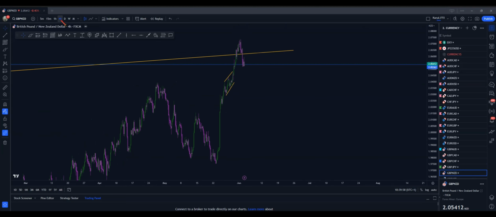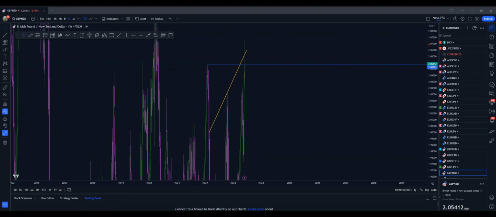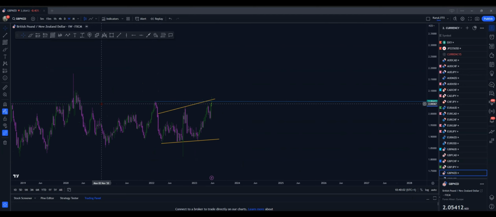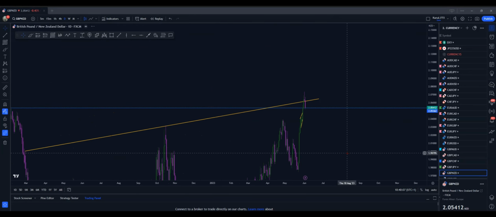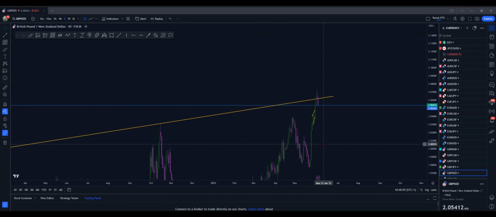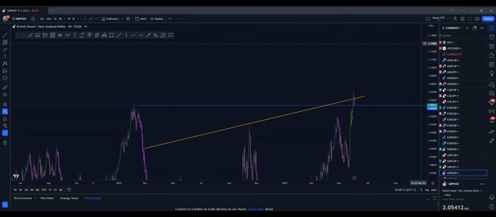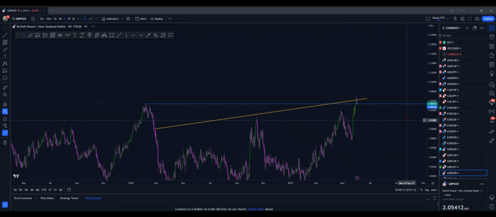GBP New Zealand. Wow. Okay, weekly we've closed. We've broken above this. We've retraced on the daily. Phenomenal. What on earth have I been doing? GBP New Zealand, here we go.